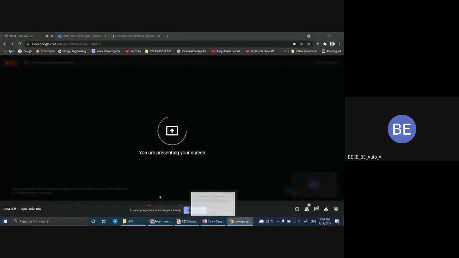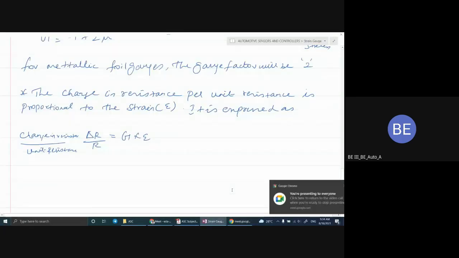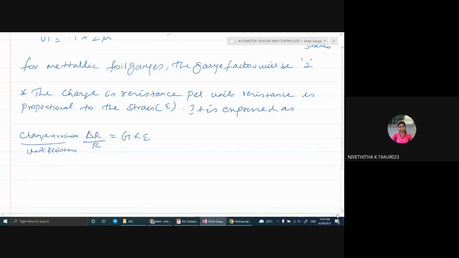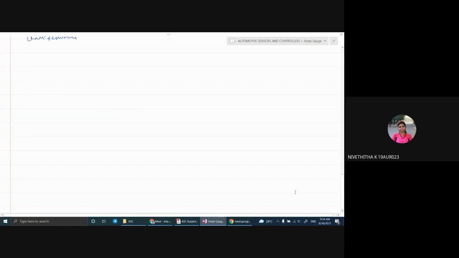Now let us see the different types of strain gauges. Can you see my screen? Yes, sir. Now we can see the different types.